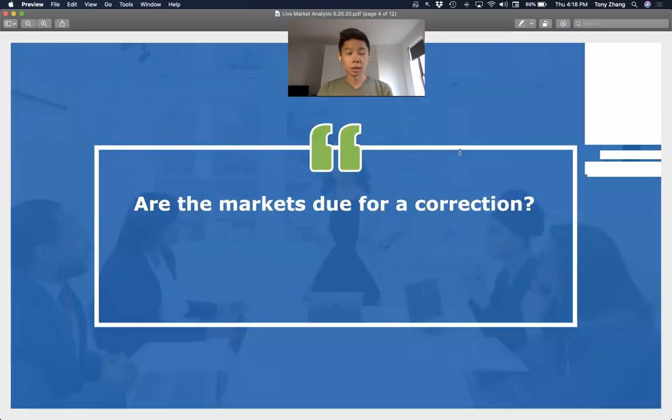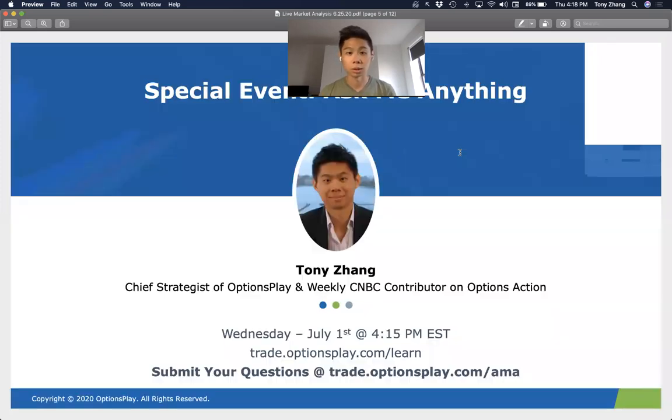Now, the question that I predominantly want to help investors answer at the moment is really, are the markets due for a correction? This is because of the number of questions that we've been getting along these lines. This is predominantly the concern that many investors have had as the markets pulled back over the past couple of weeks. So we want to try to answer these questions for you.